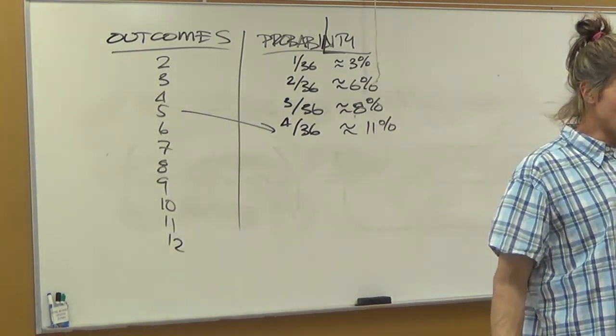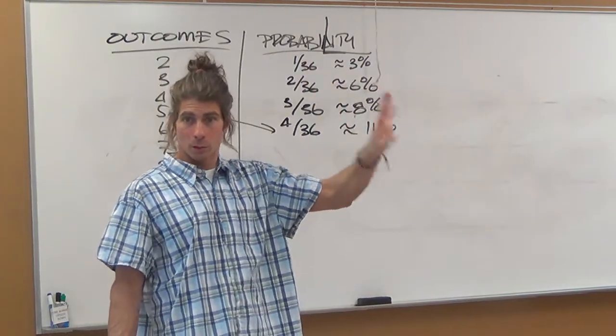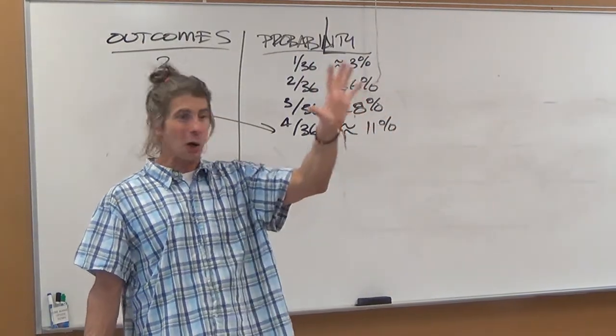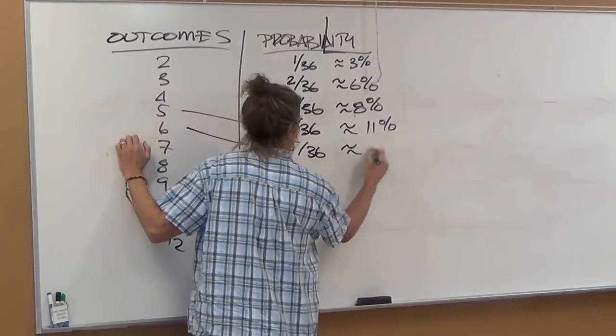Yes. So 5 and 1, 1 and 5, 2 and 4, 4 and 2, 3 and 3. 6 the hard way, 3 and 3. There we go. 5 in 36, which ends up being about 14%.